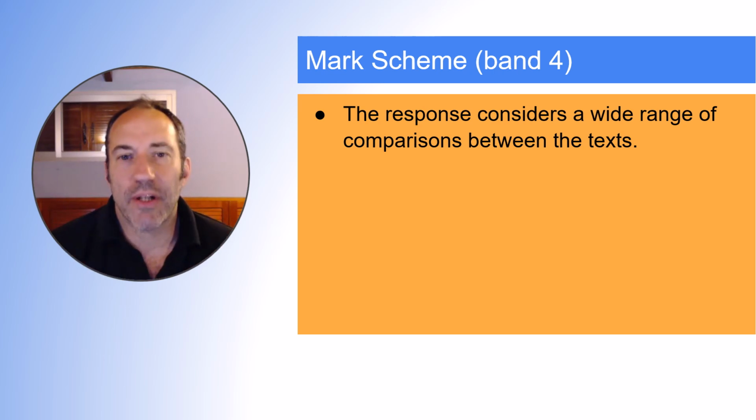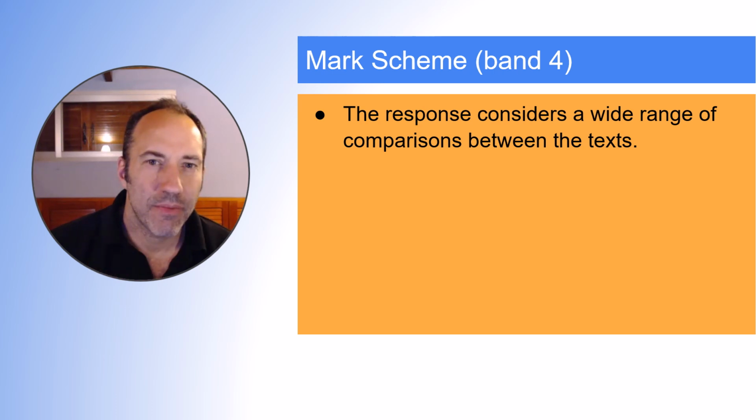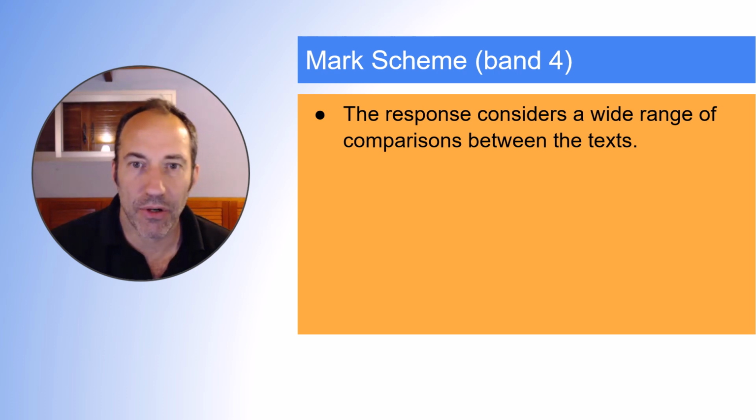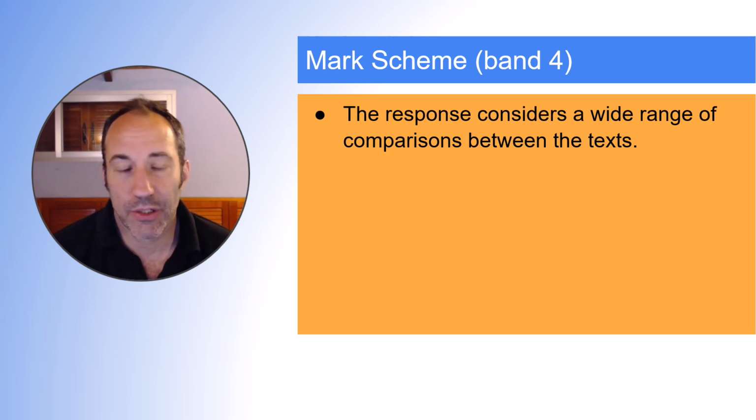What is a wide range of comparisons? Well, probably 5. 5 in 20 minutes is pretty good. Half your time reading and thinking, and then you've got 2 minutes to write up each one. And then you move on to your next question.